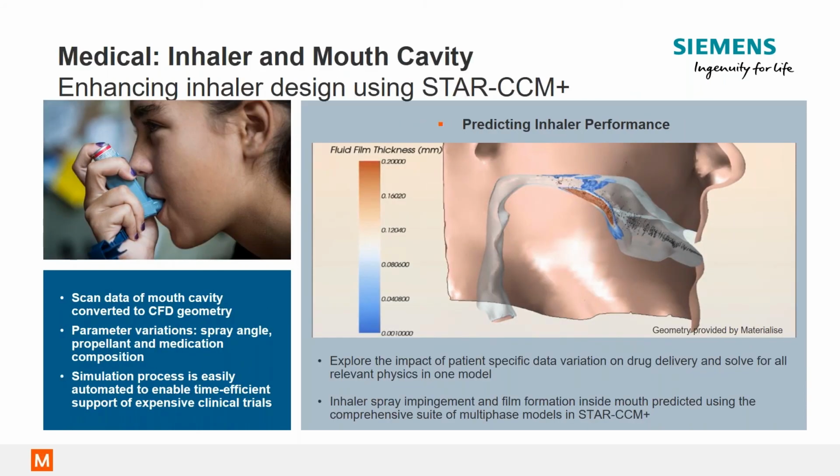And here we've got another inhaler application. The main challenge for optimal inhaler and drug design is to understand the flow behavior in the mouth cavity, but also to understand the dosage required to reach the lung branches. And part of this design process is to understand how to vary spray angles, particle sizes, or medication composition. In this case, STAR has been used to optimize the spray angle using Lagrangian particles and the fluid film model in order to efficiently deliver the medication to the lungs.